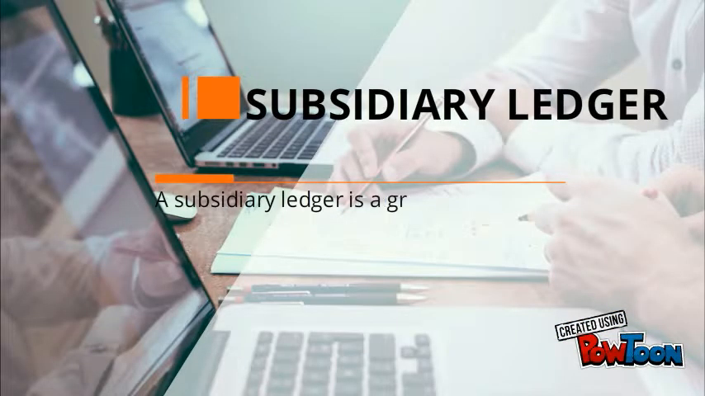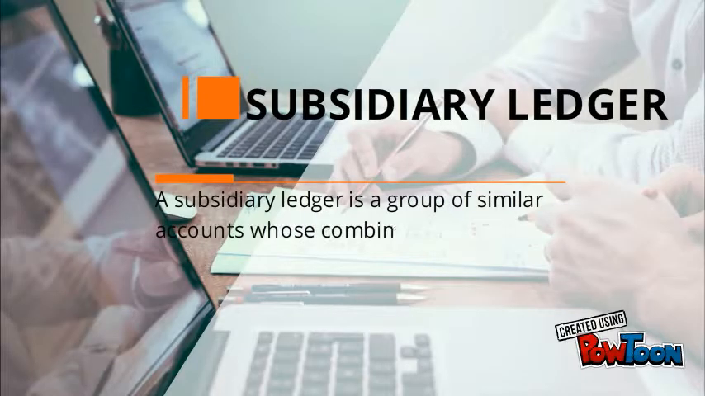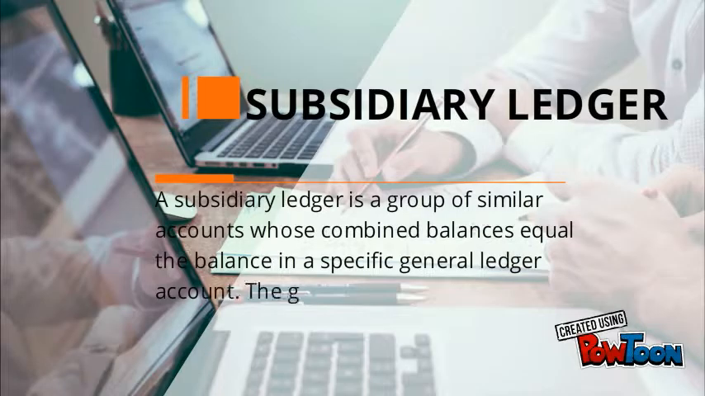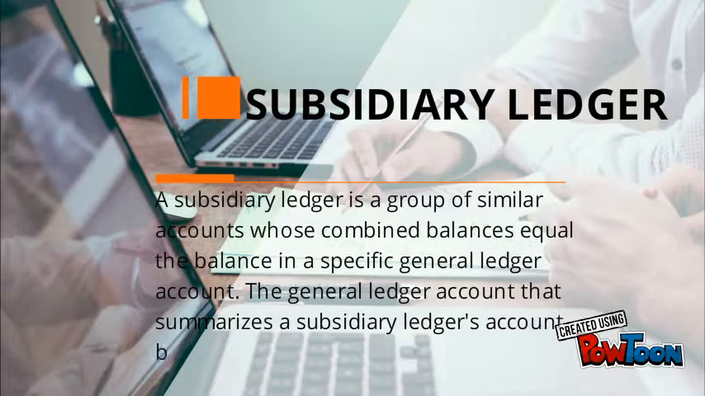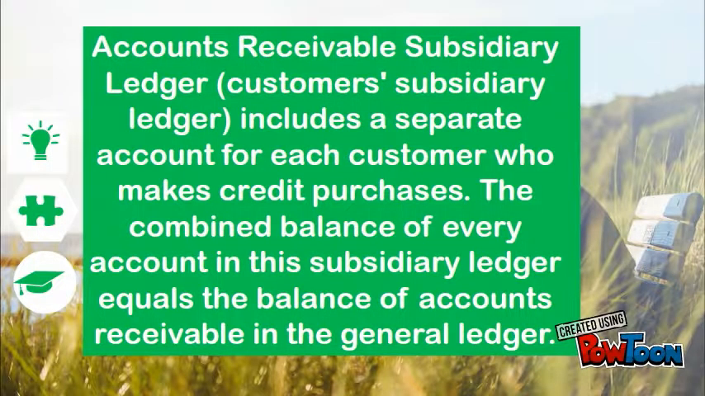A subsidiary ledger is a group of similar accounts whose combined balances equal the balance in a specific general ledger account. The general ledger account that summarizes a subsidiary ledger's account balances is called a control account or master account. Accounts receivable subsidiary ledger: the customers' subsidiary ledger includes a separate account for each customer who makes credit purchases. The combined balance of every account in this subsidiary ledger equals the balance of accounts receivable in the general ledger.